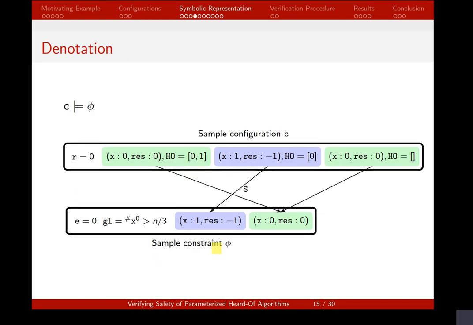Now we need to define our denotation relation. A configuration C is said to be denoted by constraint phi if, first of all, the round number in C is compatible with the control location in phi, and second, we require a mapping from the concrete processes in C to the process groups in phi. And last but not least, we require that the global condition in phi is compatible with the number of processes in C, here 3, and that the global condition is not contradicted by any of the heard-of multisets.